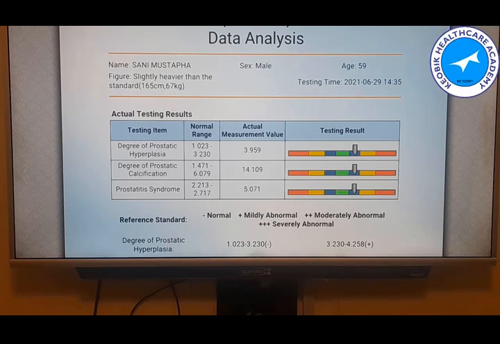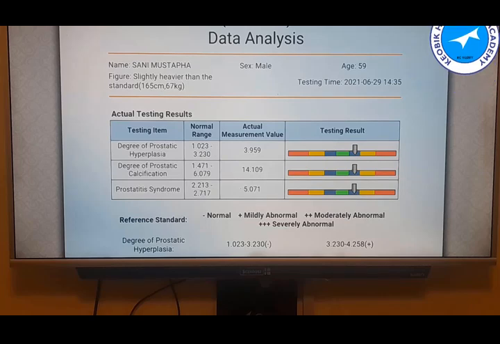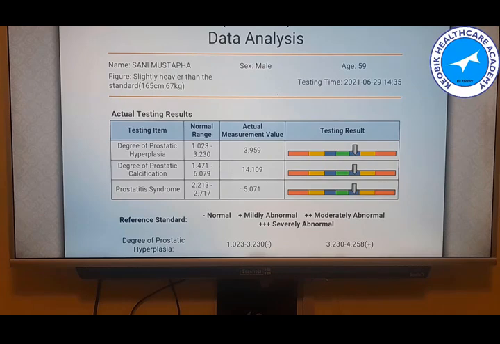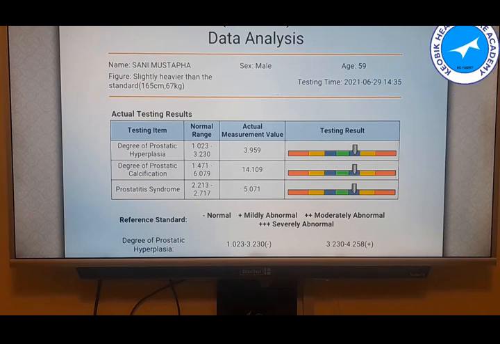Another problem is having to strain to urinate. When they have to contract their muscles, they strain themselves to enable themselves to urinate. These are the kind of problems that people suffering from prostate enlargement battle with.